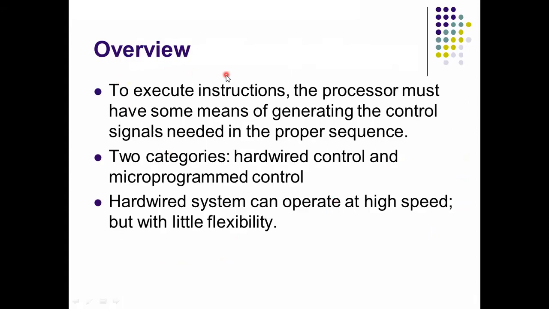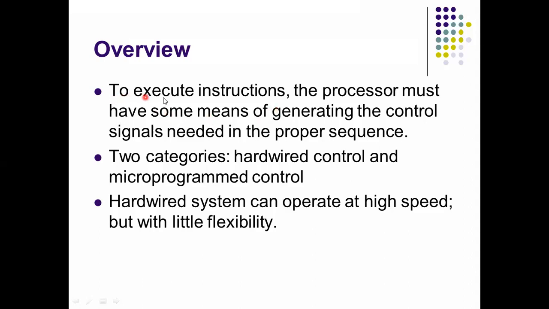See here, why we are using the hardwired control unit: to execute instructions, the processor must have some means of generating the control signals needed in the proper sequence. Depending on the task, the instructions are executed. Sometimes all the instructions are executed sequentially. Sometimes, if there is any interrupt or any conditional or branch instruction, the controller jumps to somewhere other than the sequential process.